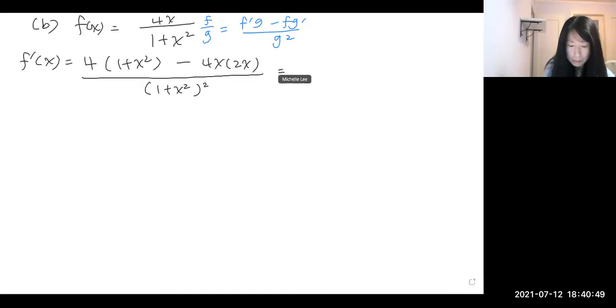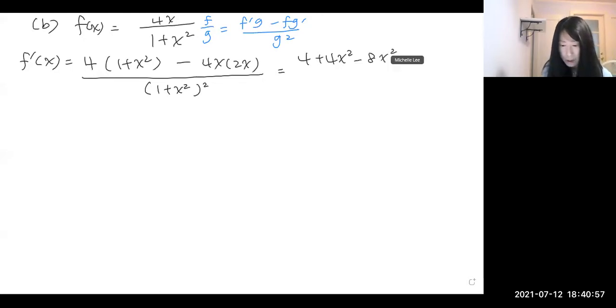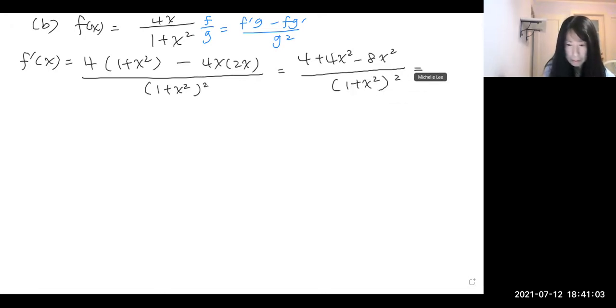Let us simplify: 4 plus 4x squared minus 8x squared. Can you please calculate the numerator? So what do you get? So 4x squared is negative.